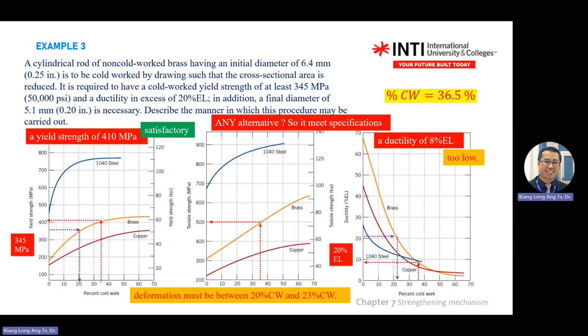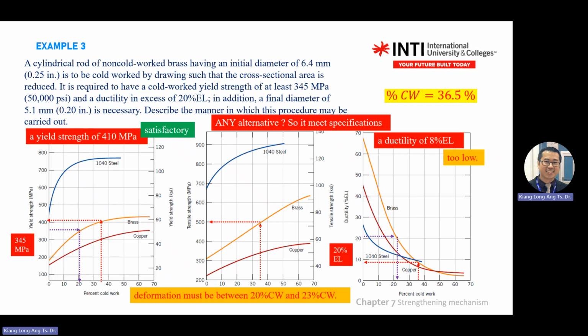So 345 MPa, this one is from the spec from the customer. So this is the minimum you can go. It's about 20%, so you can play around. Then you check 20% cold work to meet this one. So 20% you move up, it will be more than 20%. So over here, you can play around 20 to 23% cold work to meet both requirements here.